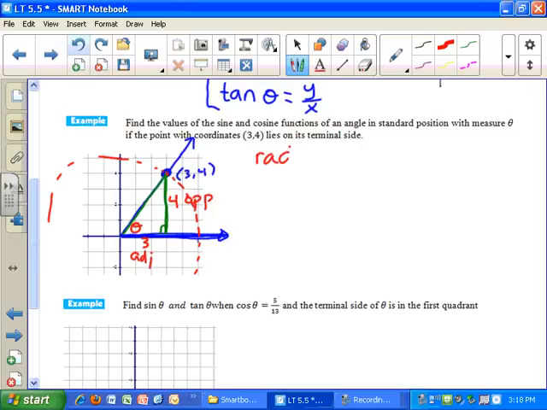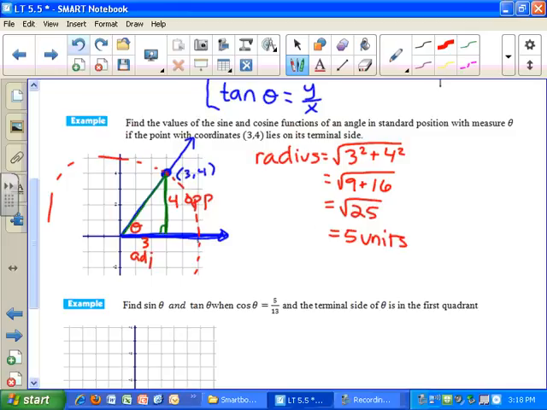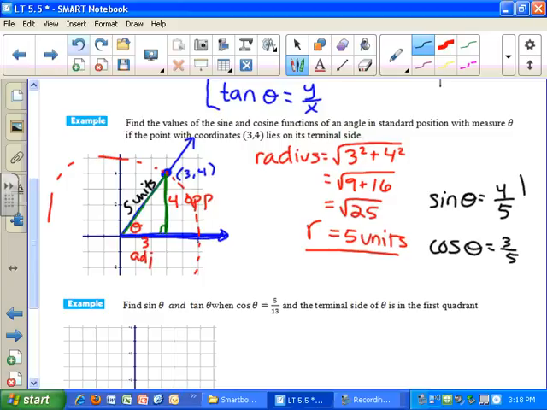Okay. So the radius equals the square root of x squared plus y squared. So simplifying that, we get 5 units. The radius is 5 units, which means that the sine of theta is going to be opposite over hypotenuse, which we just decided was 5. And the cosine of theta is going to be 3 over 5.